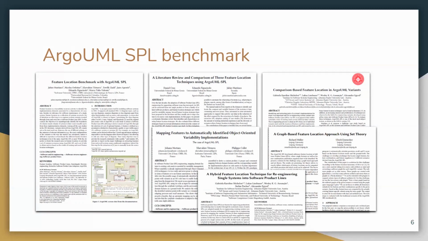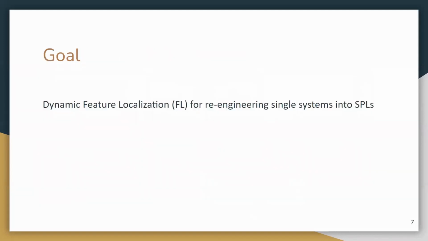2021, we consider only the regional scenario, that is the single system of the regional ArgoUML with all features, aiming to contribute to the state of the art of feature location for re-engineering single systems into software product lines. Therefore, our goal is to present a dynamic feature localization technique for re-engineering single systems into software product lines.